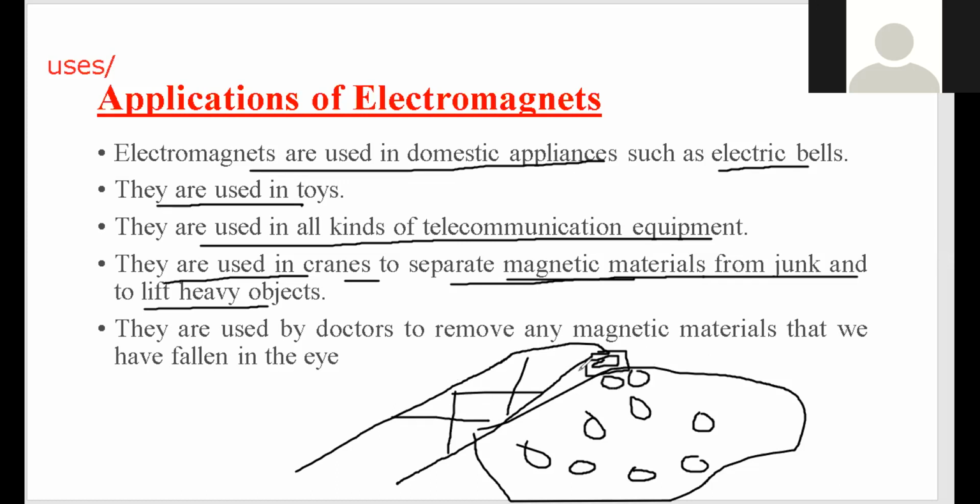made up of iron, or the materials that are magnetic materials, right? The magnetic materials from the junkyard will be attracted by the electromagnet, and then they all can be easily separated from the junkyard, right? So this is how electromagnets are used to separate the magnetic materials from the junkyard. Even it is used to lift heavy objects.